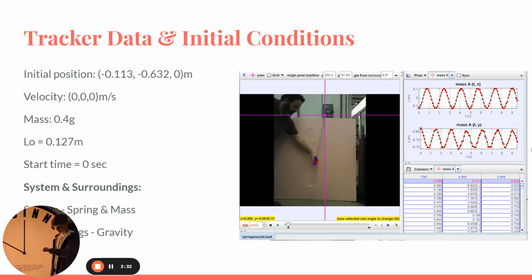So for Tracker data and initial conditions, we have our initial position being negative 0.113 and then negative 0.632 meters. The velocity was 0, the mass was 0.4 grams. Our L null was 0.127, our start time was 0 seconds. And the system and the surroundings: the system was the spring and the mass, and the surroundings were gravity.